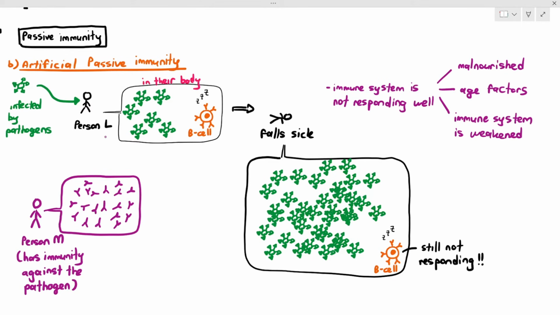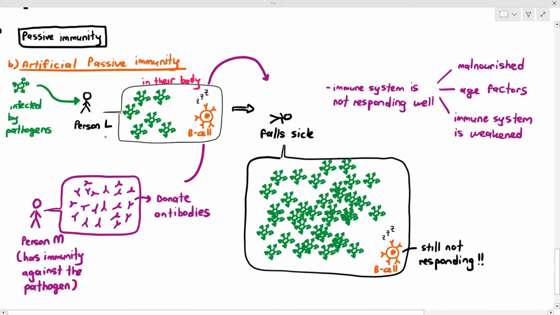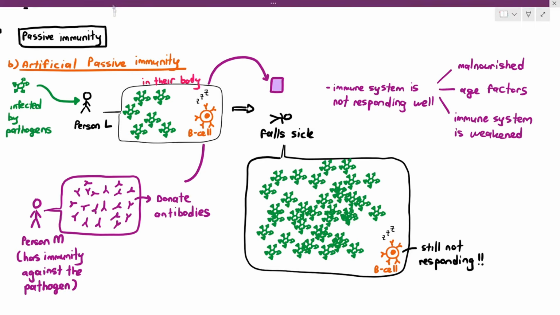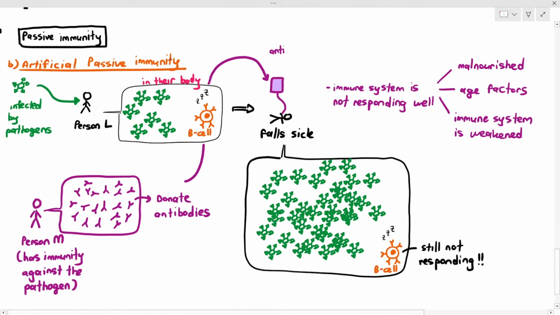What we can do is take antibodies from person M, and those antibodies are then injected into person L. This is like, for example, a blood transfusion. When you can donate blood, you can also donate antibodies from one person to another. It's called immunoglobulin therapy, but you don't need to memorize that. So here's the thing. Person L receives antibodies.